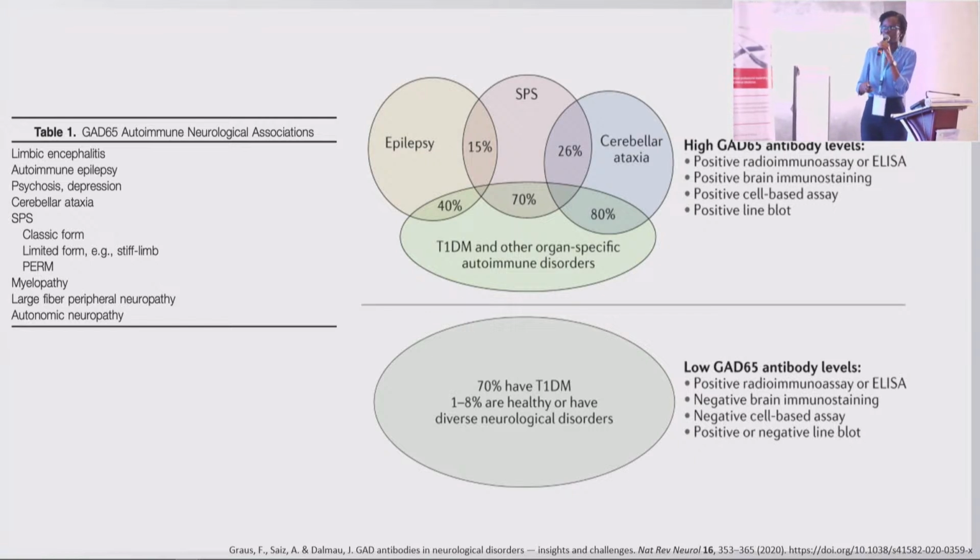As you can see on the right, there's a correlation between the level of serum GAD65 antibodies and the clinical manifestations. At the higher titers of serum anti-GAD antibodies, you can have the neurologic manifestations, which can happen as individual illnesses or as overlap syndromes. With the lower GAD65 antibody levels, there's an association with type 1 diabetes, and indeed it can happen even in a healthy population.